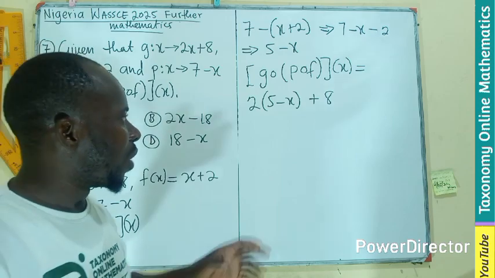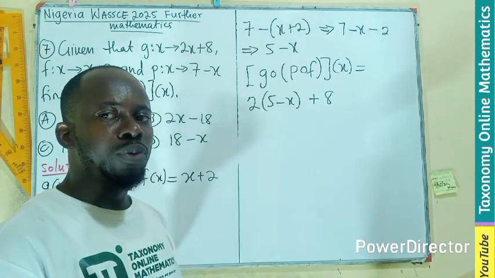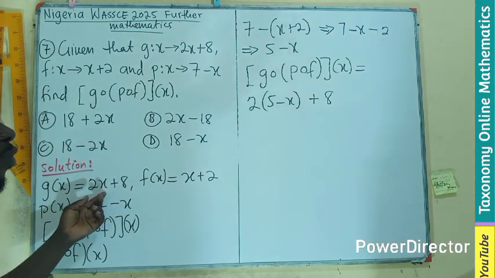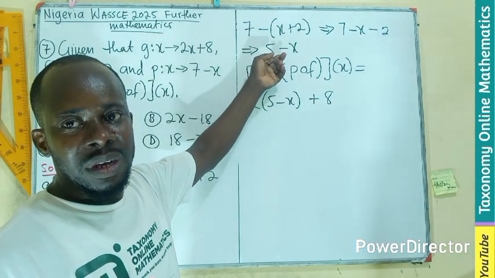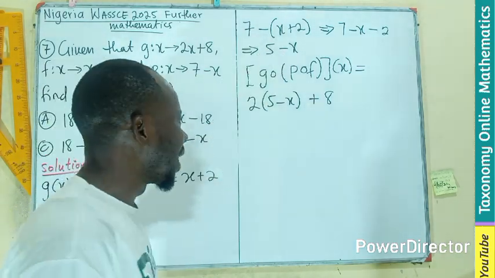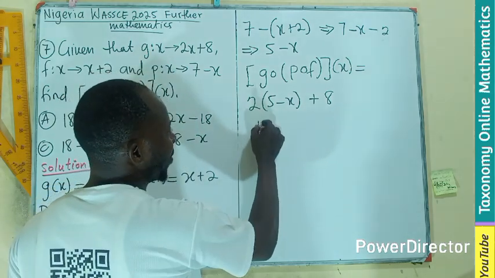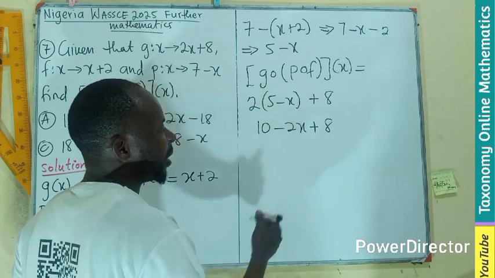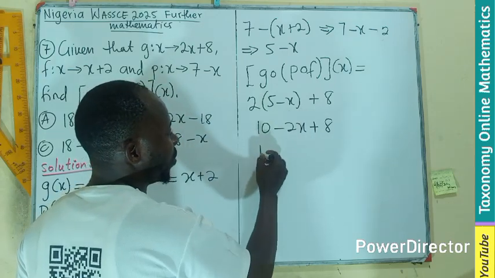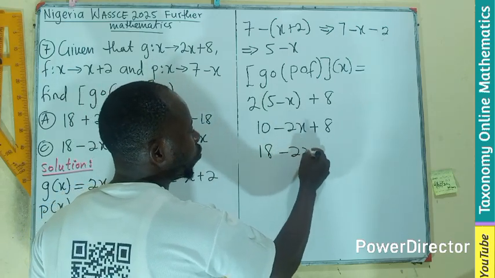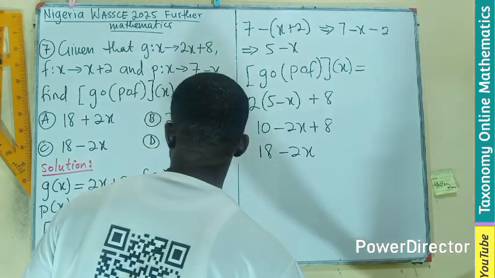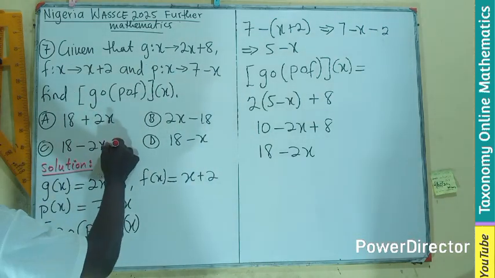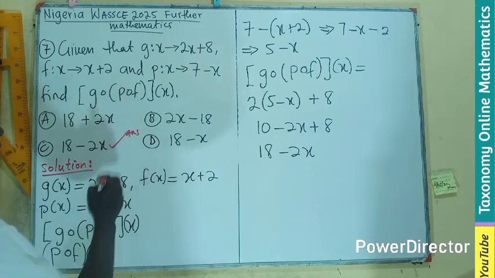I believe you get it. We are only changing the input of the functions. So we are changing the x with the p of f function, which we can expand here to have 10 minus 2x plus 8. Bringing the constants together, that will be 18 minus 2x. Can we see any one of the options here? So we can see C become the preferred choice.